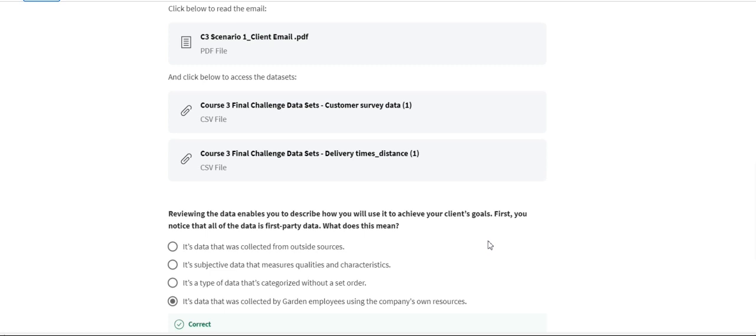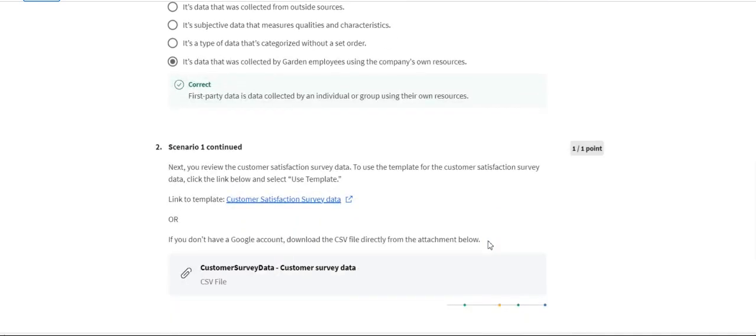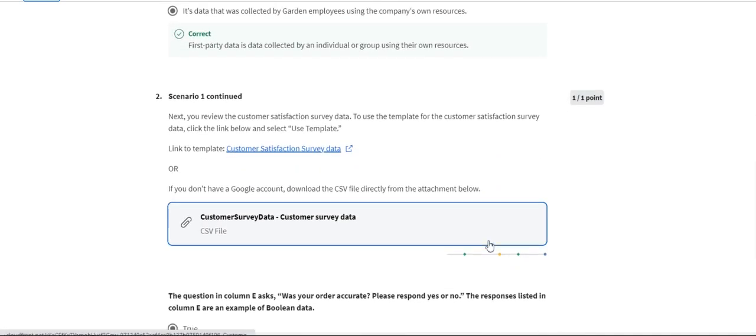First, you notice that all of the data is first party data. What does that mean? First party data means that the data has been collected by the firm itself and there is no involvement of other firms in collecting the data. So those kinds of data can be considered first party data. A company's own data can be considered first party data.